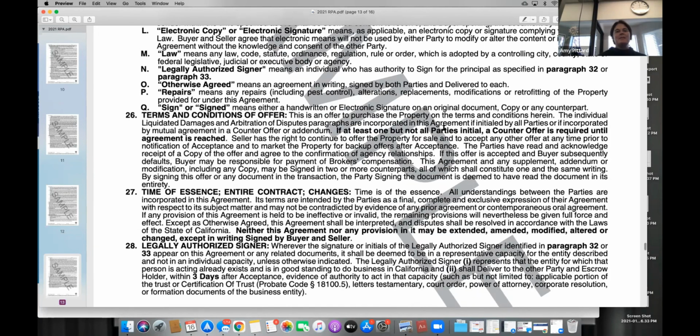Repairs mean repairs including pest control, alterations, replacements, modifications, or retrofitting of the property provided for under this agreement. Sign or signed means either a handwritten or electronic signature on an original document, copy, or counterpart. What counterpart means is that on, like, a statewide buyer and seller agreement, the buyer may sign one copy, the seller may sign another copy. As long as the form's the same, we're good to go. Okay, they don't have to sign on the same piece of paper.